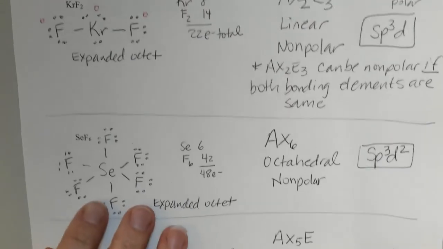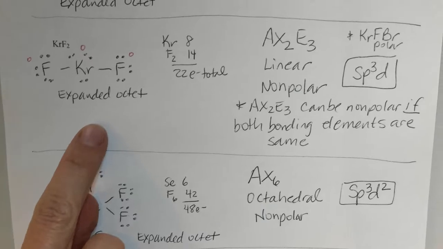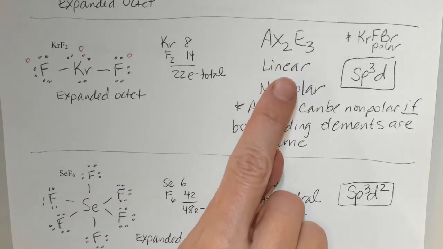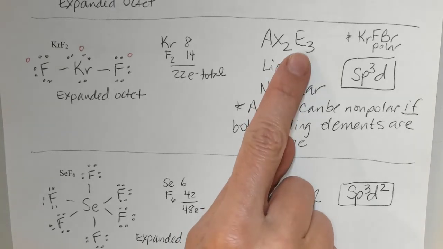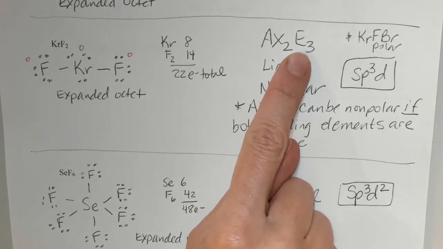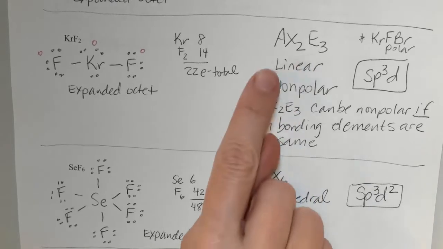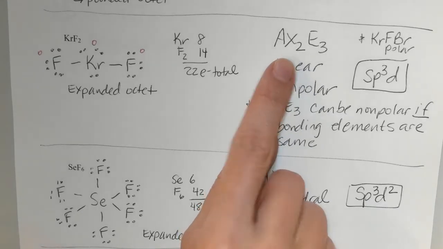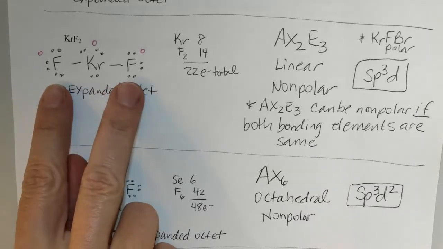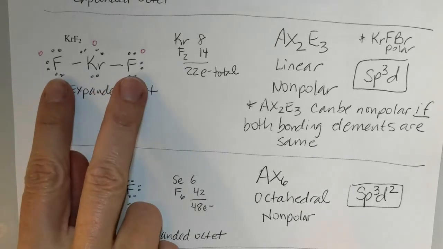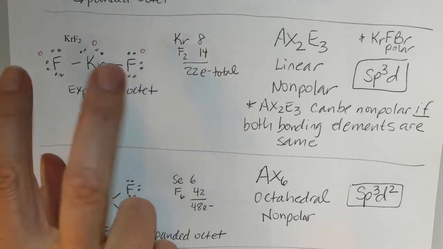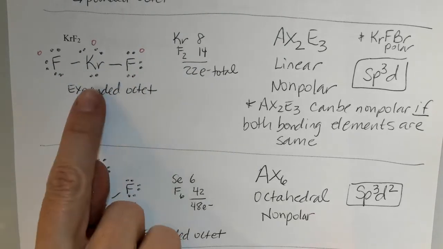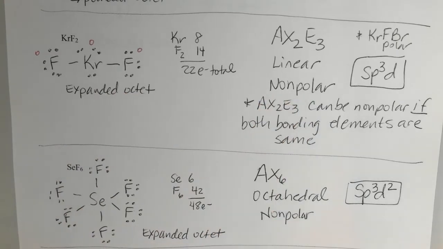So we had left off with the KrF2 and we talked about how this particular AX2E3 is an exception. Normally when you have a lone pair, it's going to make the molecule polar automatically. But this one is an exception because it ends up being linear, so it's possible to be nonpolar. Both fluorines are the terminal elements, they're both the same element. You've got a pole to the left, a pole to the right, so overall nonpolar.